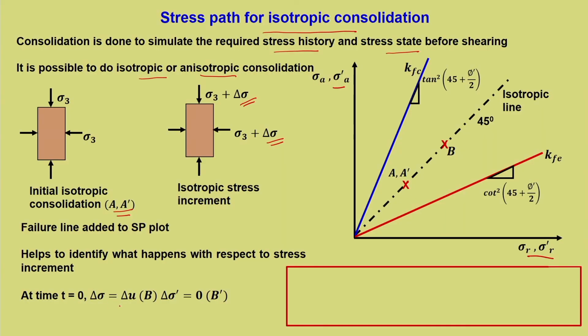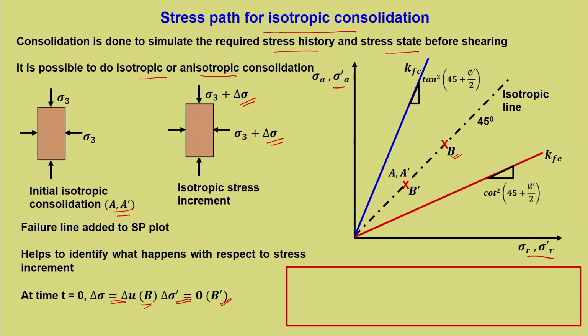So, when time t equal to 0, delta sigma is taken by the pore water pressure, and delta sigma dash, that is the gain in effective stress, is 0 at time t equal to 0. That means nothing has happened to effective stress, but there is an increment of delta sigma in the total stress condition. Again it is on the isotropic line, because it is a hydrostatic stress increment. So, point B will be here, and where will be point B dash? Since there is no change, it will be at its initial point itself. So, B dash will be here.